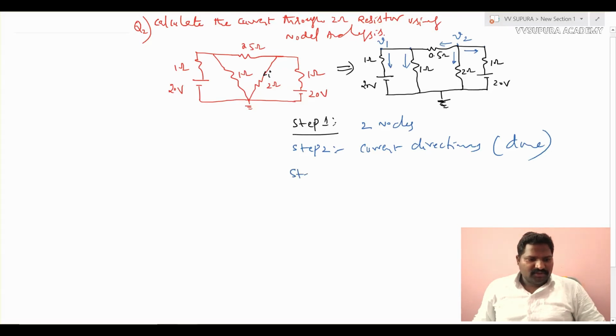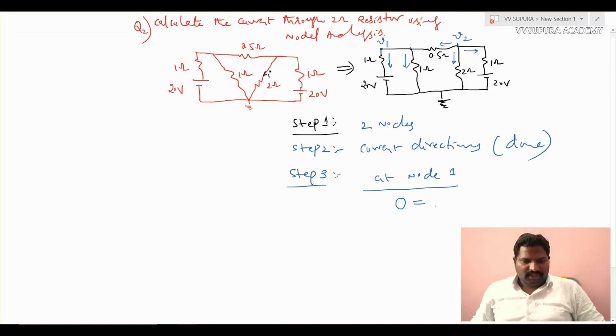Coming to step number 3, nodal equations. So at node 1, if you see at node 1, how many currents are leaving? Two currents. So two currents are leaving. One is from V1 to 20 volts. Another current is from V1 to reference. So current direction 1 is (V1 minus 20) upon 1 ohm.